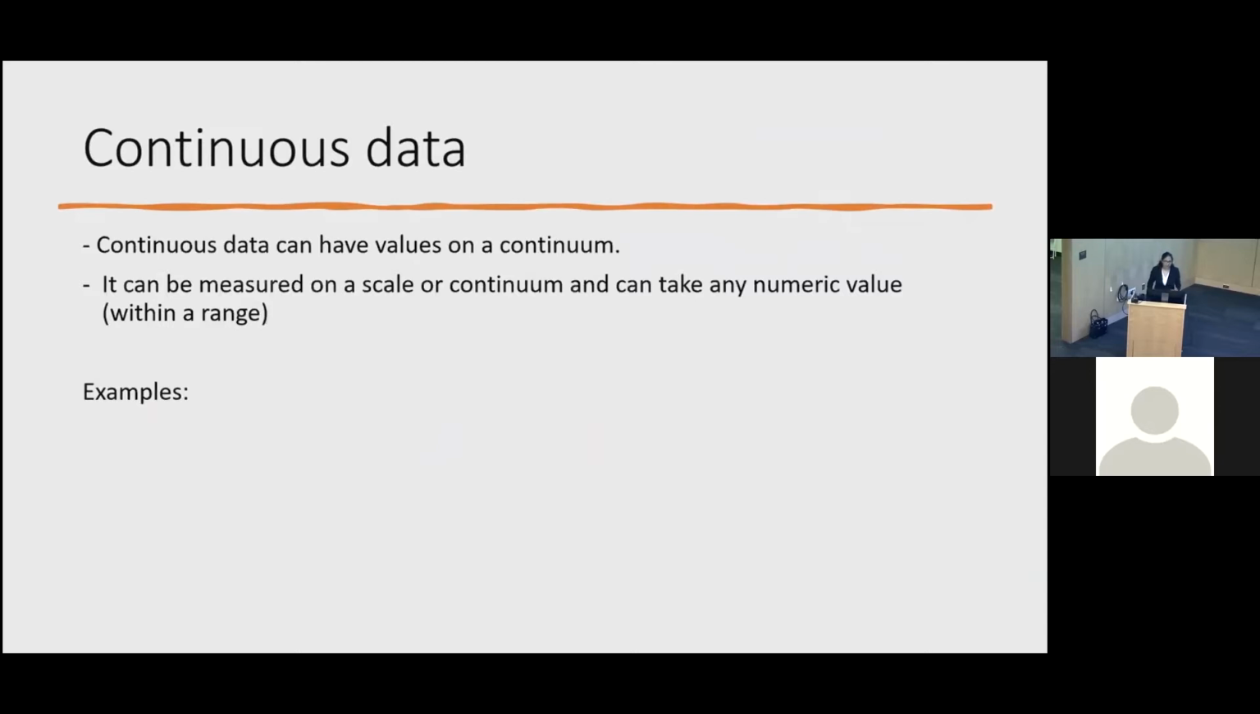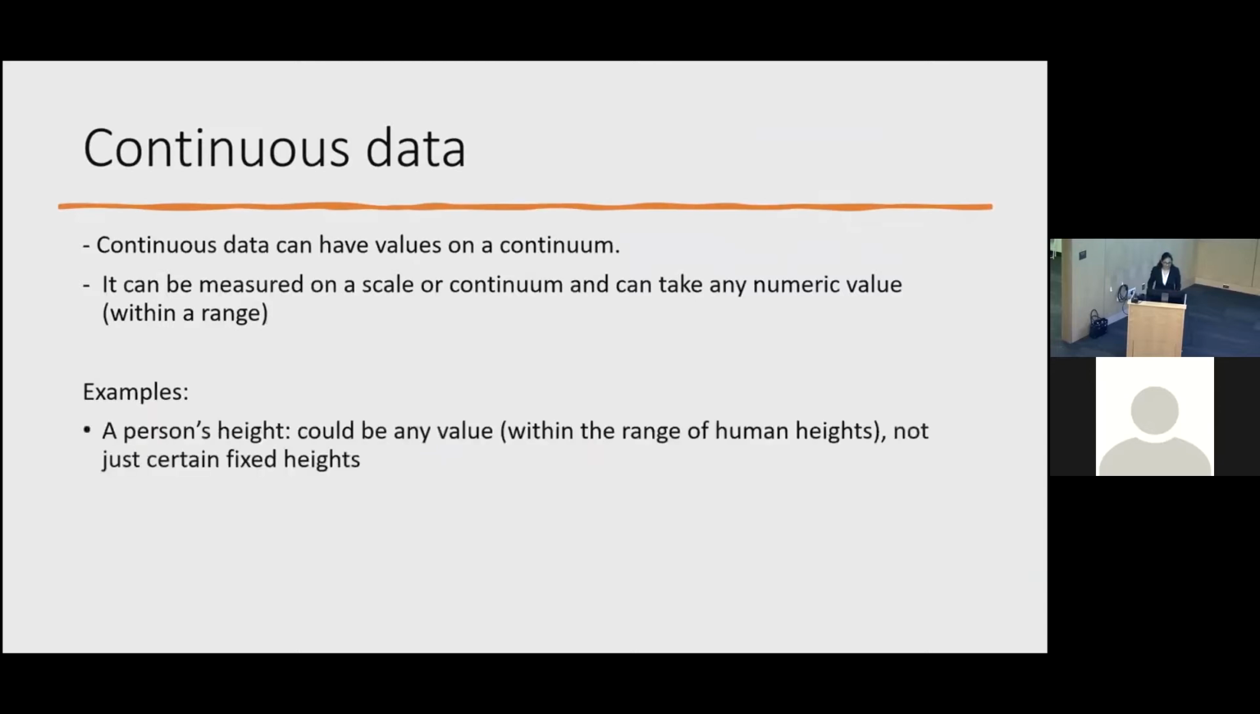Typically, you measure continuous variables on a scale. Examples include a person's height, which could be any value within the range of human heights, not just certain fixed values. Temperature, a child's birth weight, or the age of a person, etc.